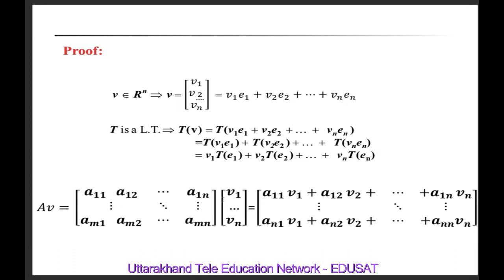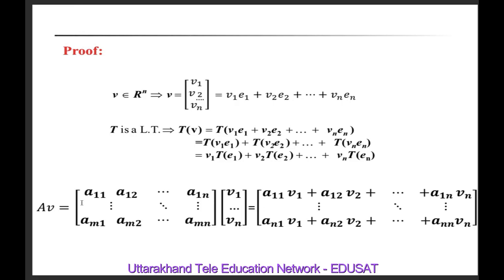So here we can write AV equal to the matrix A11, A12, ..., A1n through AM1, AM2, ..., AMN, and V equal to V1, V2, ..., Vn, and AV will be obtained by multiplying this m by n matrix by this column matrix V1, V2, ..., Vn. By usual matrix multiplication, we multiply the elements of the first row with the corresponding elements of the first column. So A11 into V1 plus A12 into V2 plus ... plus A1n into Vn.